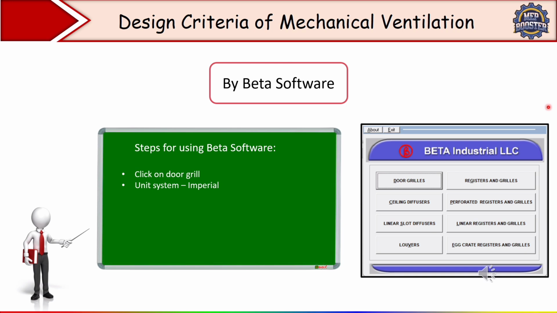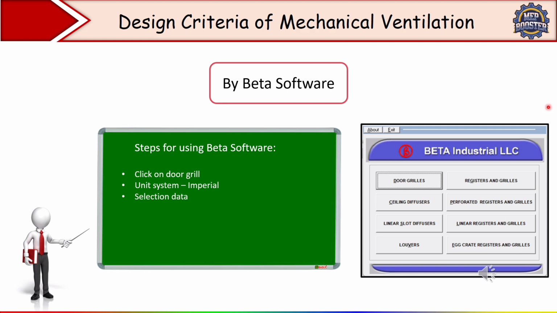I have already discussed what metric and imperial units are. In imperial units we work in feet, pounds, all this. And if you are using metric units, it means we are working in millimeters, meters, and so on. So here always use the imperial unit system only. So in unit system you have to hit imperial.